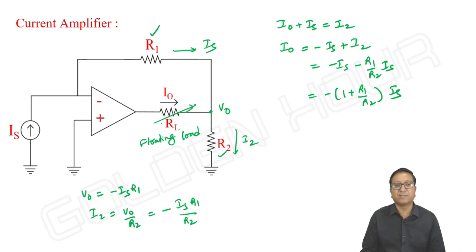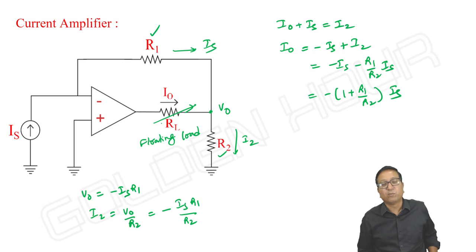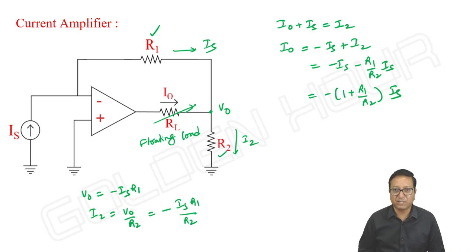It is independent of RL. Is it dependent on RL? No. Whatever the value of RL, it doesn't matter. Now, the output current is greater than the input current. The negative sign is coming because we are applying the input to the inverting terminal. Nothing to worry about. That's why it is called a current amplifier.